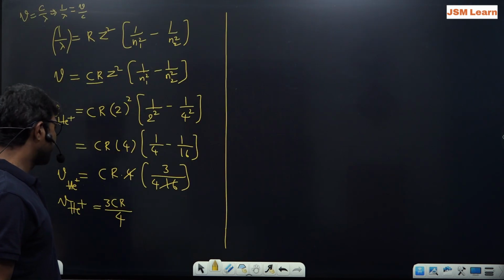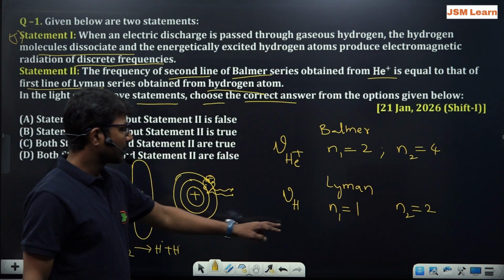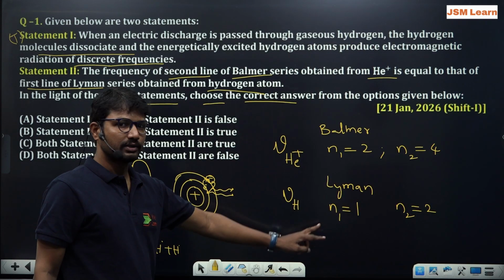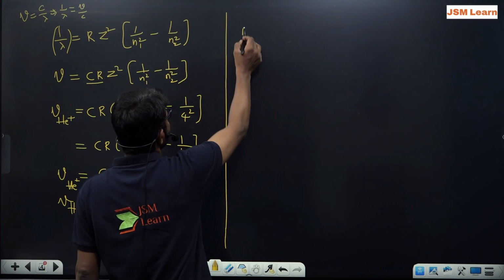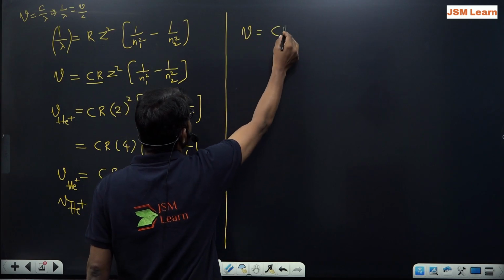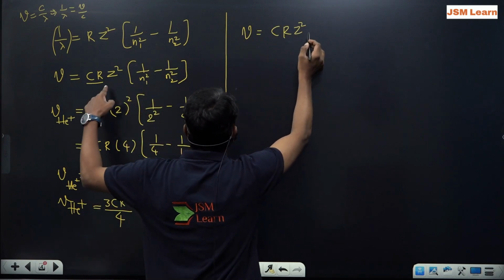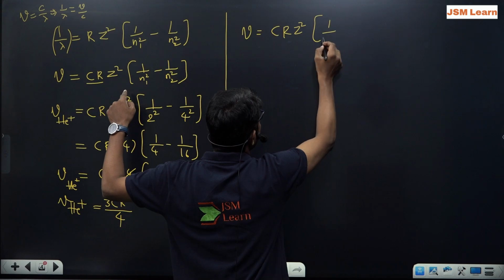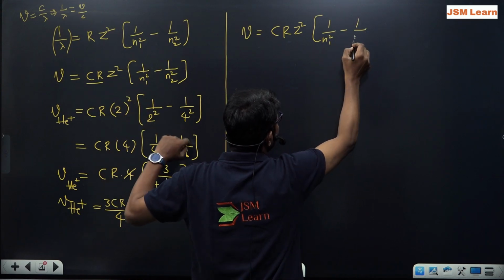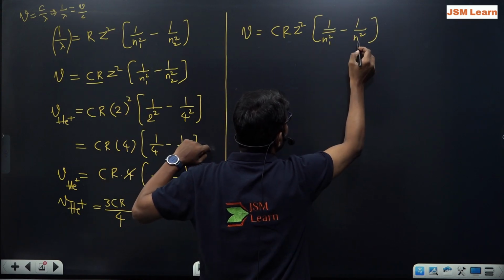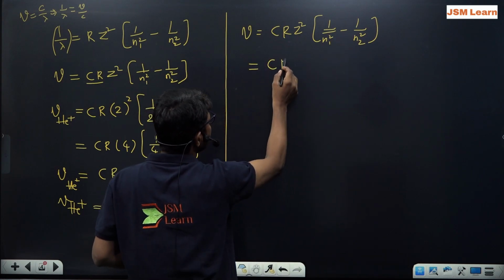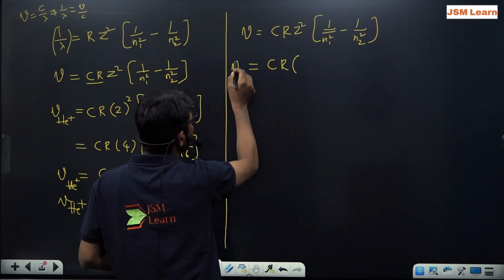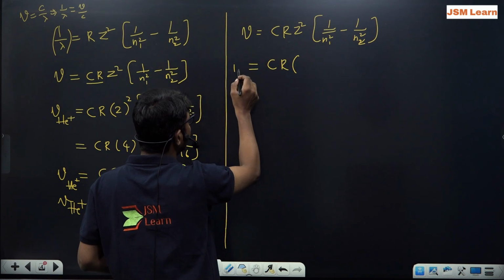Now we have to cross-check this value with hydrogen, the Lyman series of hydrogen, and see whether that frequency is the same or not. So frequency is equal to c R Z square into 1 upon n1 square minus 1 upon n2 square. This is for the hydrogen atom.